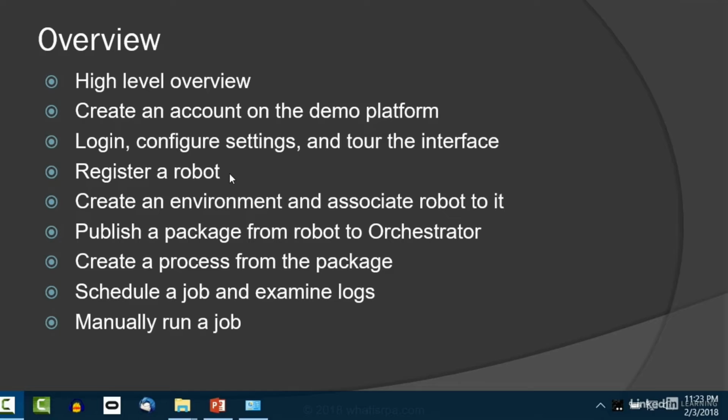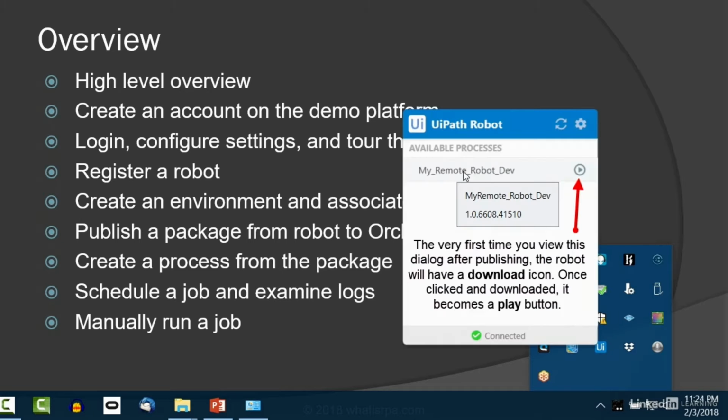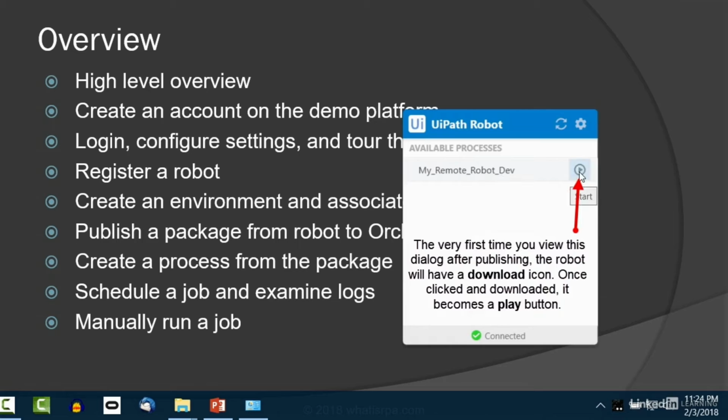Now that we have registered the robot, created an environment, published a package, and created a process for that package, we can now schedule a job and examine the logs. There are 3 different ways we can run a job from Orchestrator. One of those ways is actually to click on our UiPath task tray, and we'll see that robot sitting right here in the task tray with a play button. This is how we run attended robots.